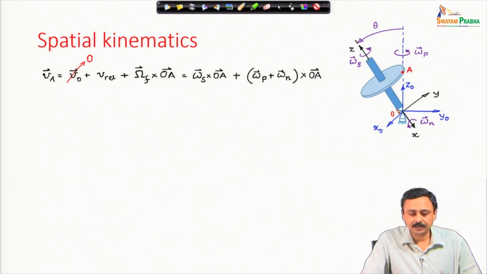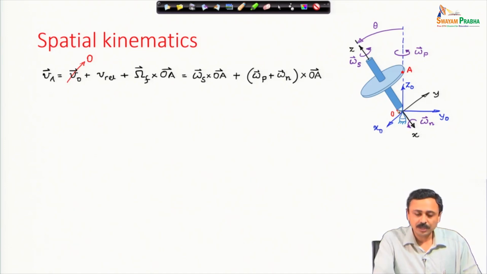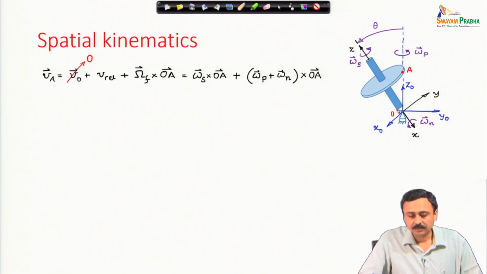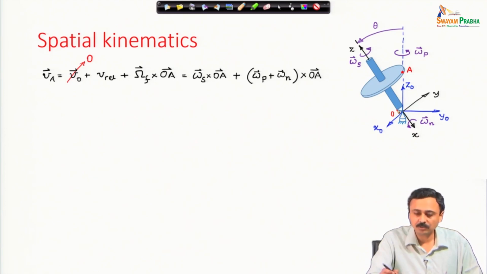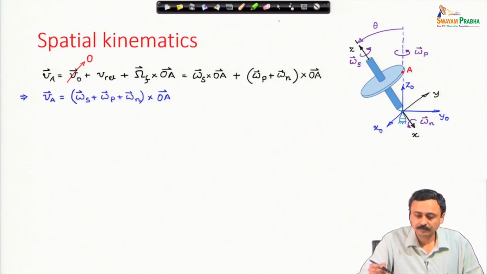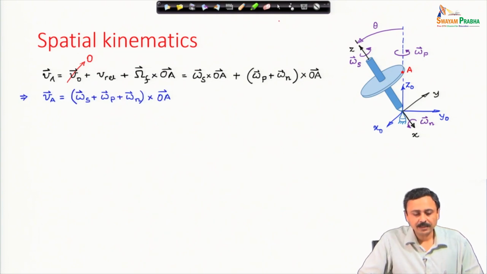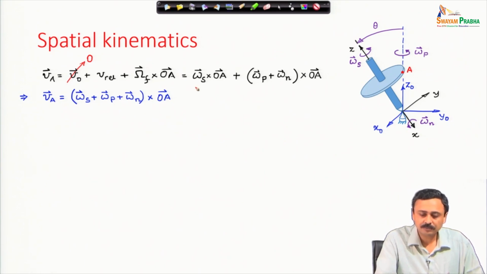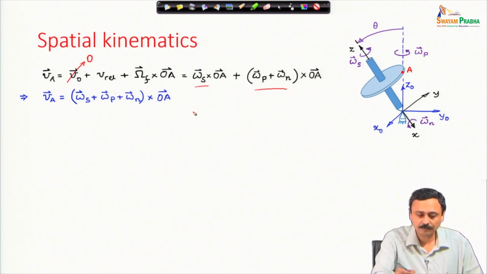You will find that V rel is because of the spin of the body. The observer who is fixed to the frame will see the body spin, and only because of that V rel is produced. Therefore, V rel will be omega spin cross OA, and omega frame cross OA will be omega p plus omega n cross OA. Therefore, V A is equal to the sum of omega s, omega p, omega n cross OA. I have pulled this OA out.